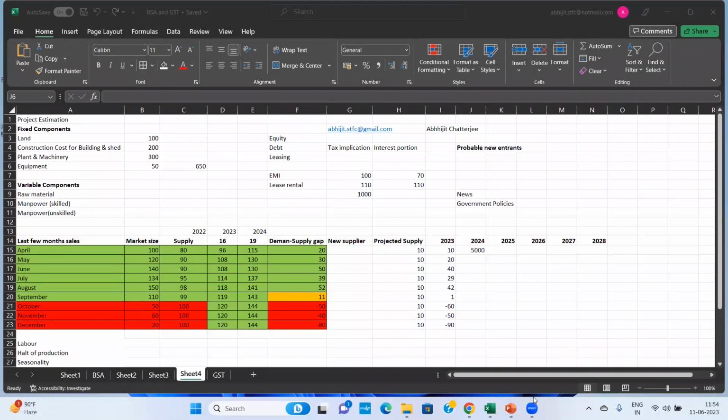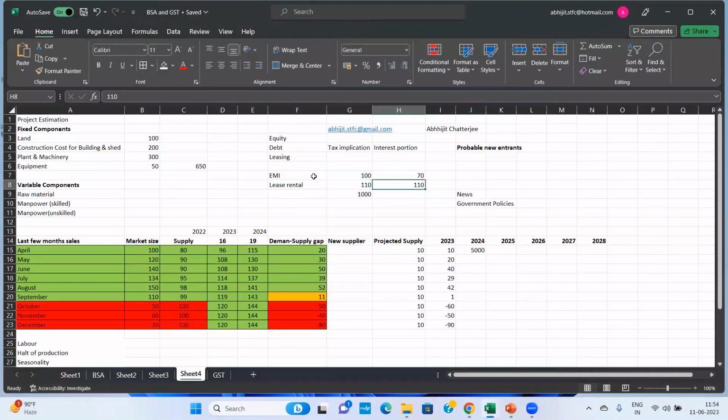Yes, that is becoming tax free, but not the entire 100 rupees or 110 rupees. There is a gap in understanding, Bharat. Please understand. 110 rupees is for lease rental, not for the EMI. Your EMI is 100 rupees. If you see, I have written it clearly. EMI is 100 rupees. Lease rental is 110 rupees.